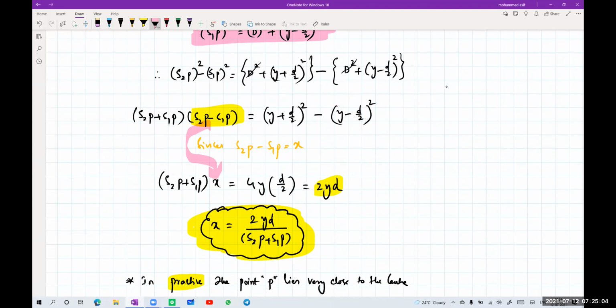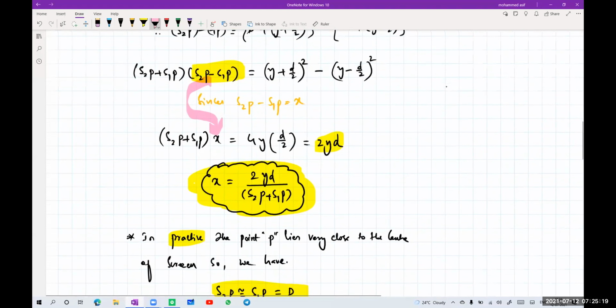So the path difference, how much am I getting right now? x is equal to 2Y into small d divided by S2P plus S1P. So that is your path difference. Okay, so x is equal to 2Y into small d divided by S2P plus S1P.